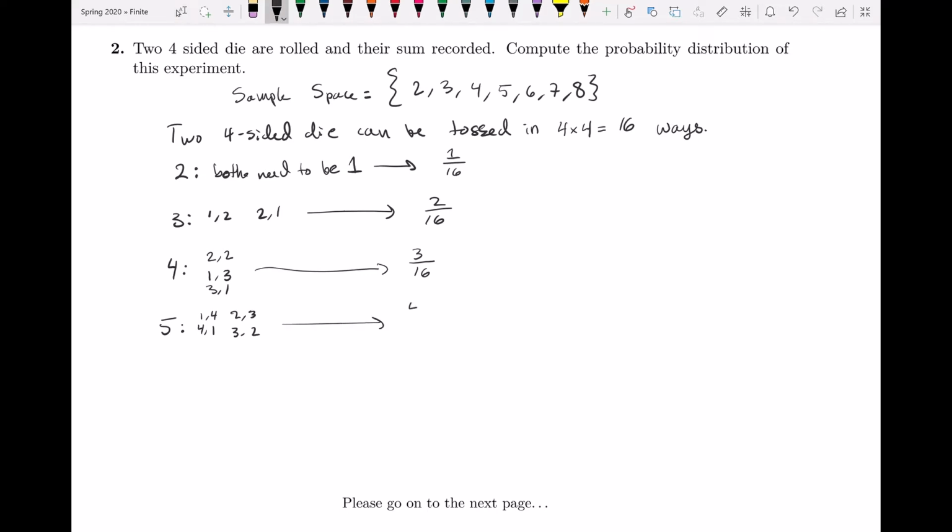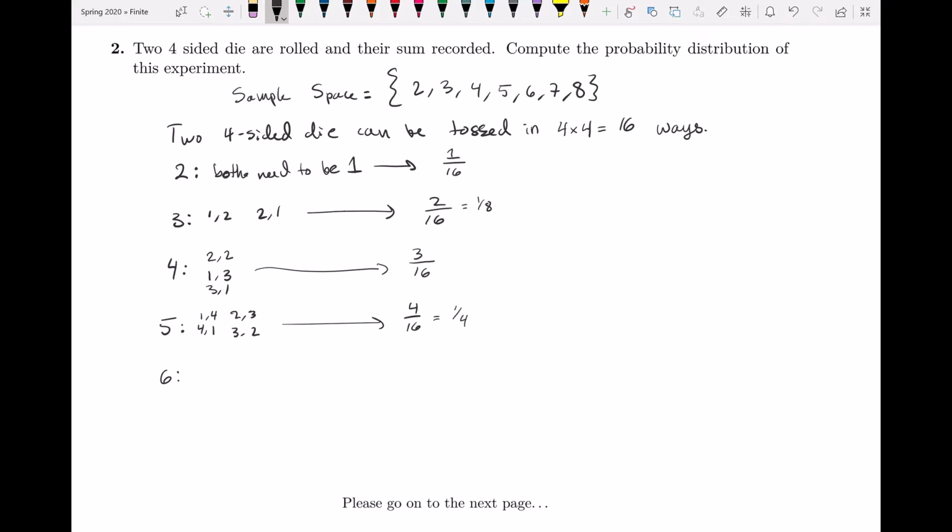So that gives us 4 out of 16. We could be simplifying these fractions if we want. This is 1 over 8. I can't simplify that one, but this one equals 1 over 4. Alright, moving on. We're halfway done, or a little more than halfway done.